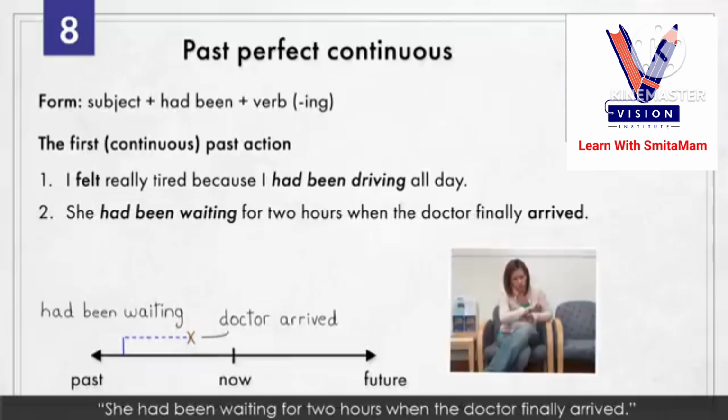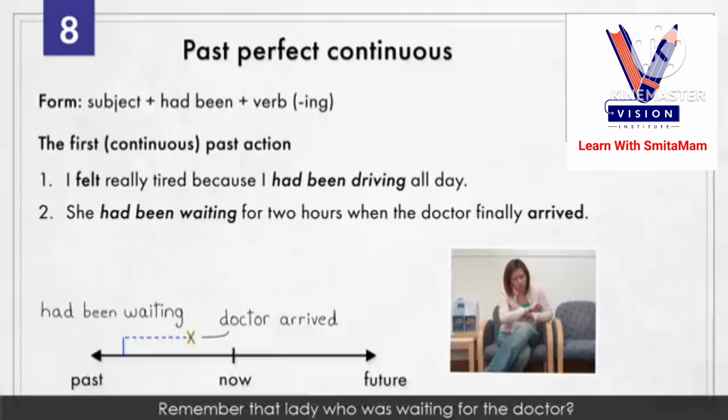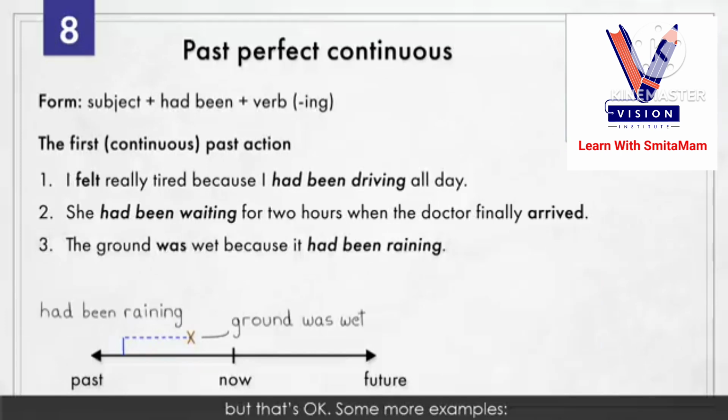Here's another sentence. She had been waiting for 2 hours when the doctor finally arrived. Remember that lady who was waiting? Well, the doctor came, so her wait ended. But before that point, she had been waiting for 2 hours. Here, the past perfect continuous form comes first in this sentence. But that's okay.